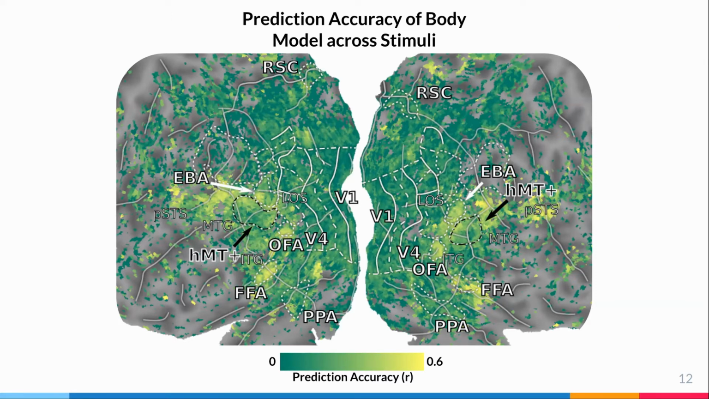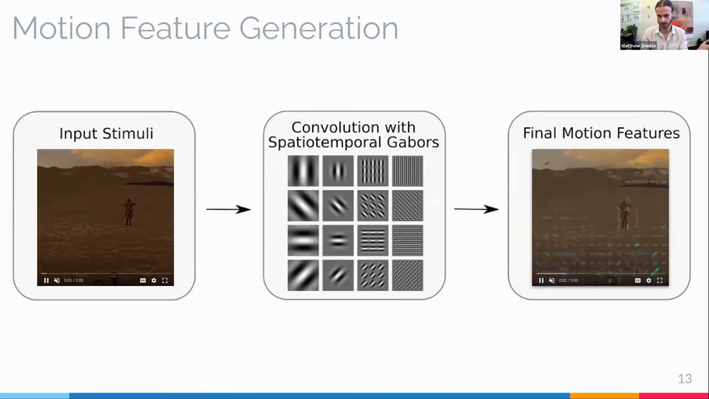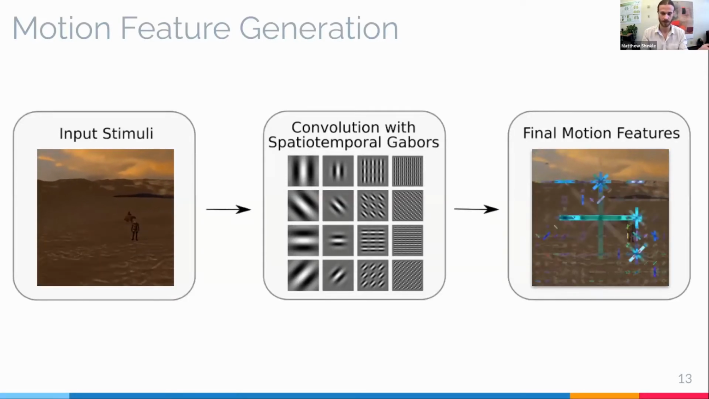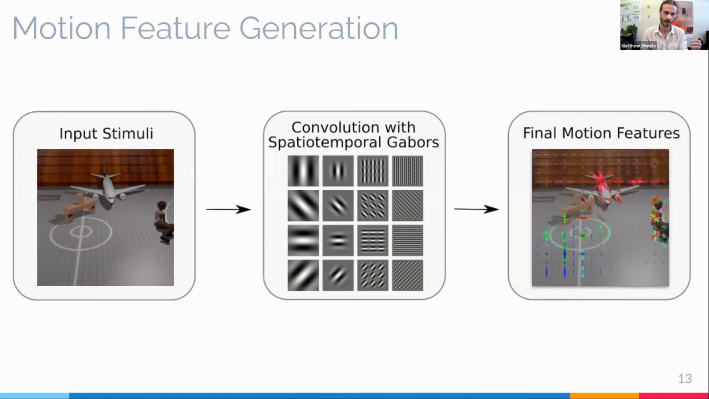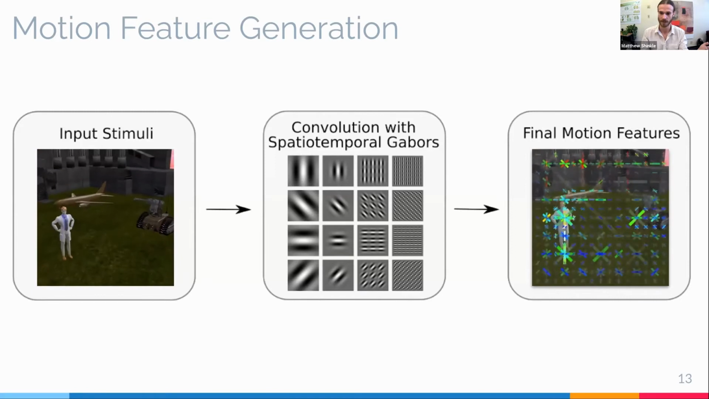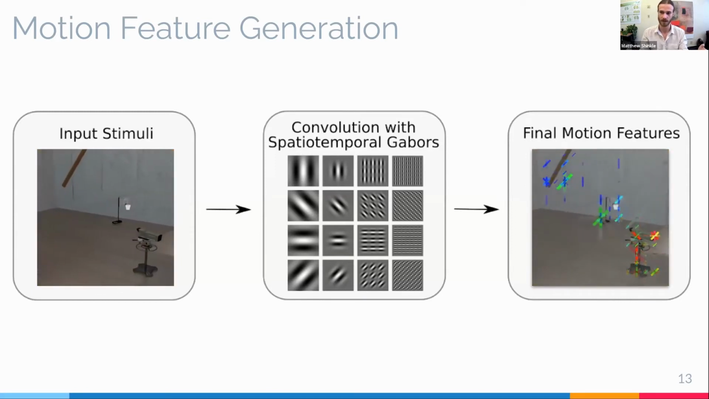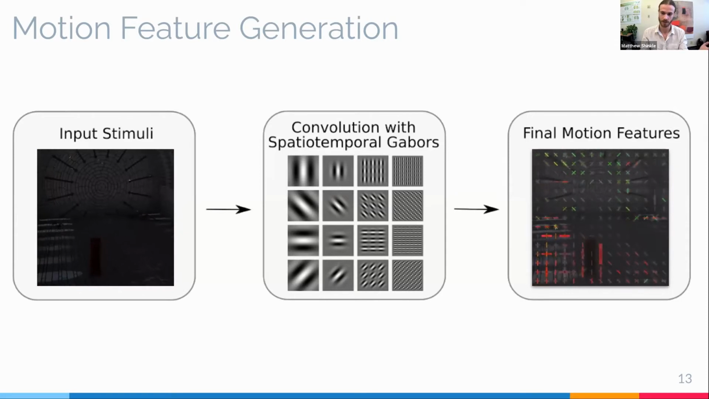So in order to determine whether this is actually body selectivity, as well as to ascertain the degree of overlap between body and motion selectivity, we also extracted motion features from these same stimuli. To do this, we use spatiotemporal Gabors that vary in location, size, spatial frequency, direction of motion, and speed of motion. So as you can see in this video, we captured a very detailed picture of the motion in our stimuli.